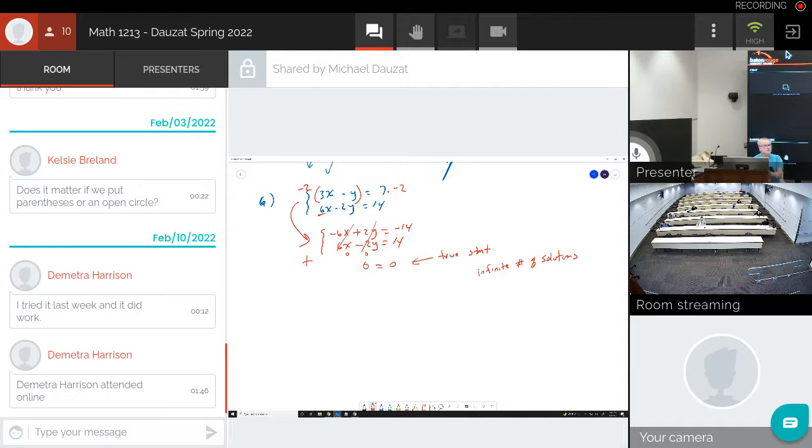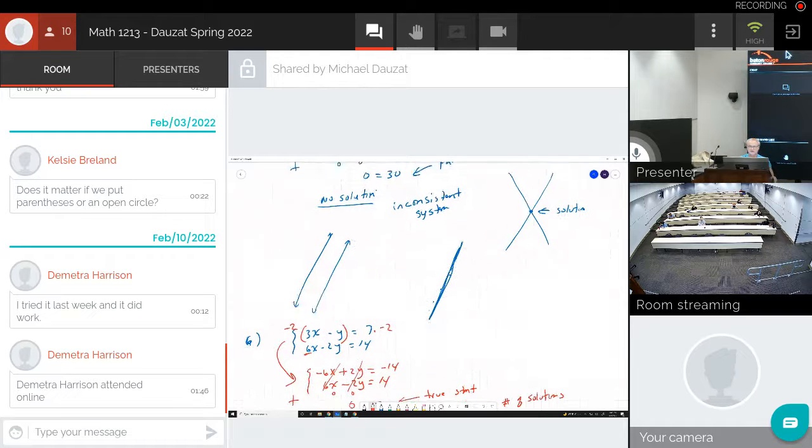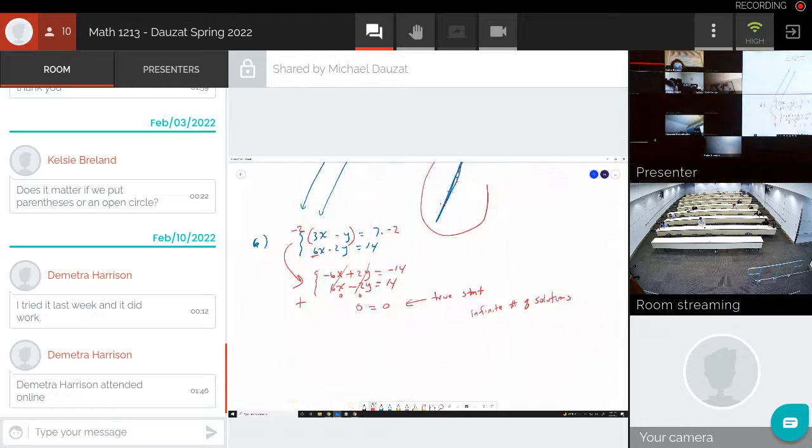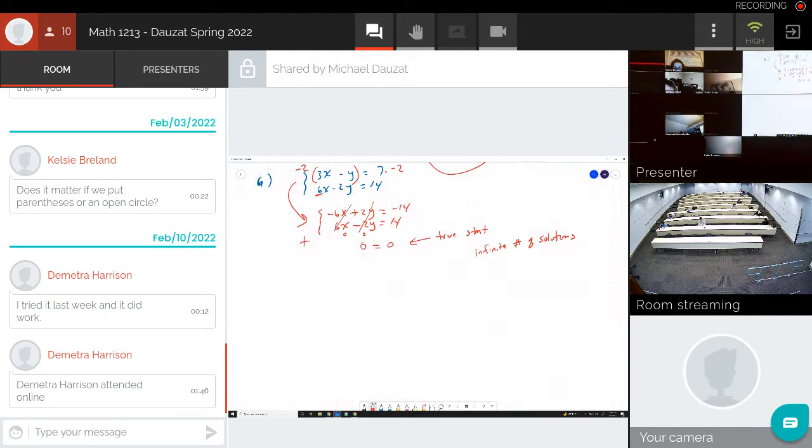What that means, if you were to graph them, which of those graphs that we talk about applies here? The one right here, the one where the two lines overlap. So the two lines overlap is where you have an infinite number of solutions. But then the question is, how do you write it?